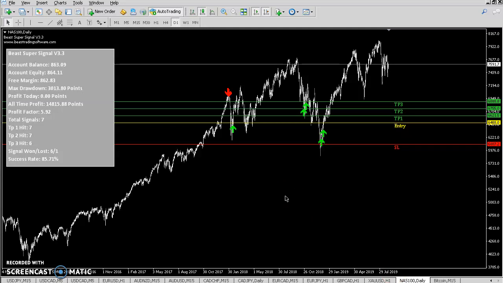Here's another good one. We have NASDAQ. This is the daily chart. Like I've said before, our indicator does work on all time frames. So here we have NASDAQ, for those of you who like to trade indices. On the daily chart, we've had 7 signals, with a 5.92 profit factor, bringing in 1,481 pips, which is also pretty decent statistics.